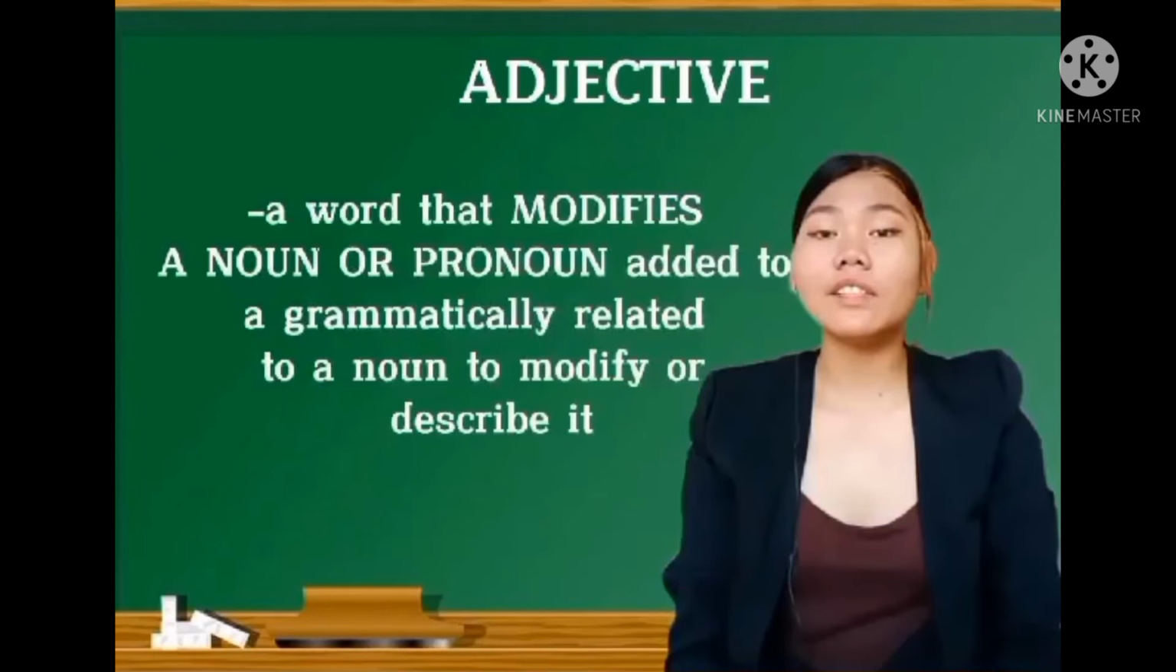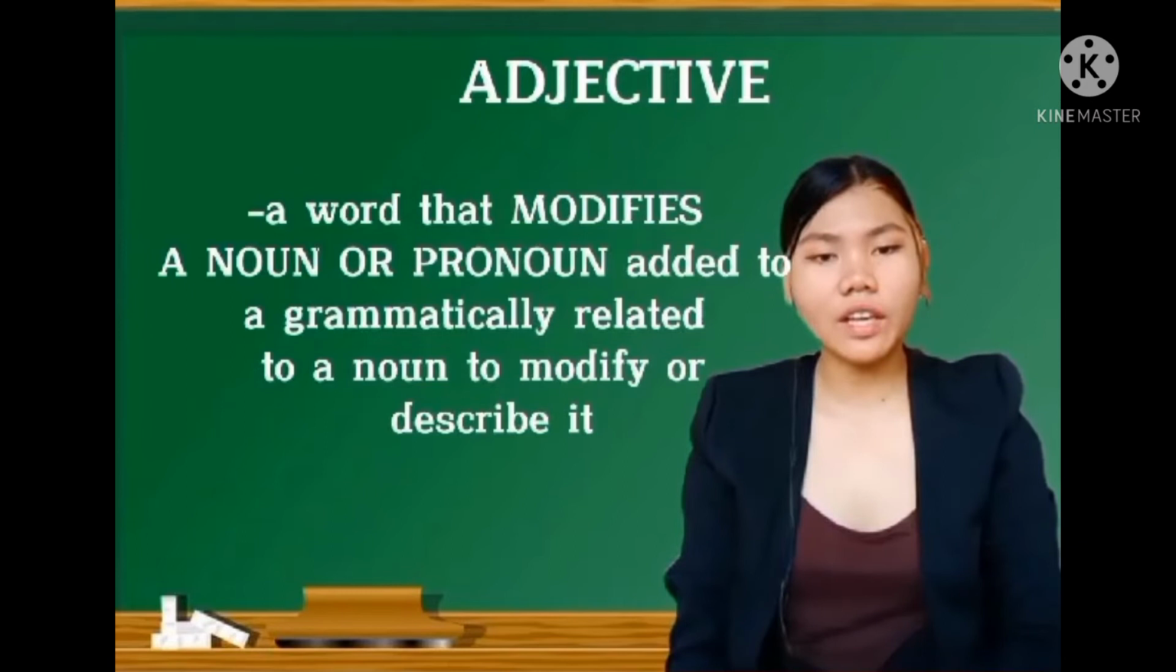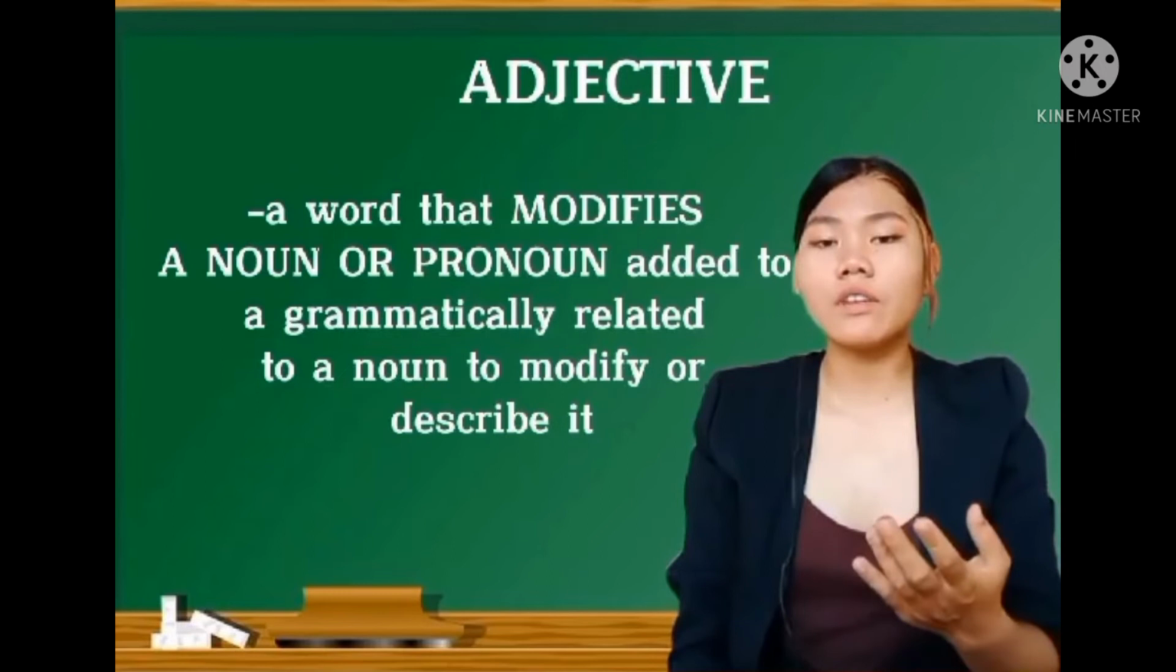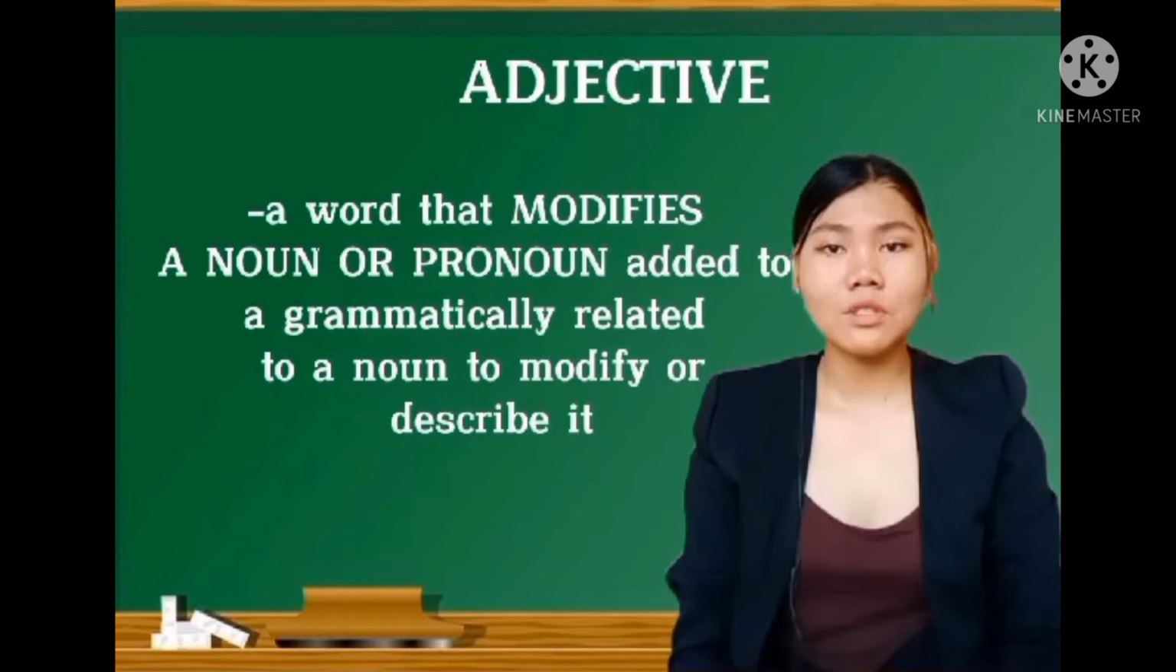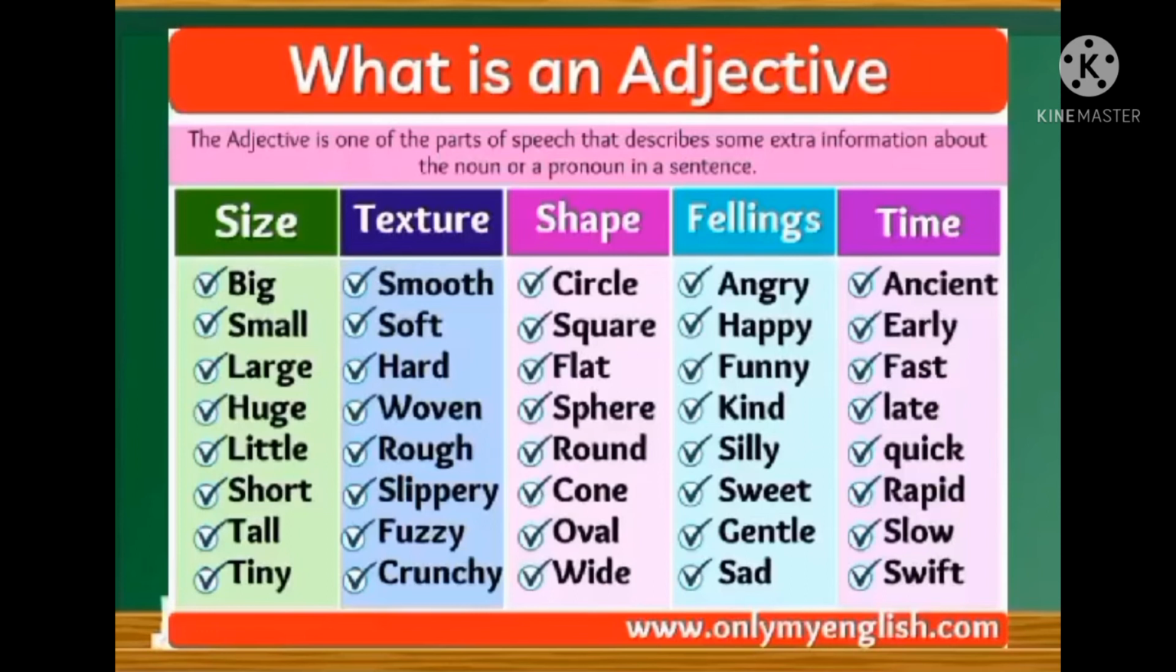So, adjective: a word that modifies a noun or pronoun, added to grammatically relate to a noun, to modify or describe it. So, adjective describes the noun or pronouns in a sentence. So, here are the examples. What are the adjectives? So, let's move on to another type of speech.